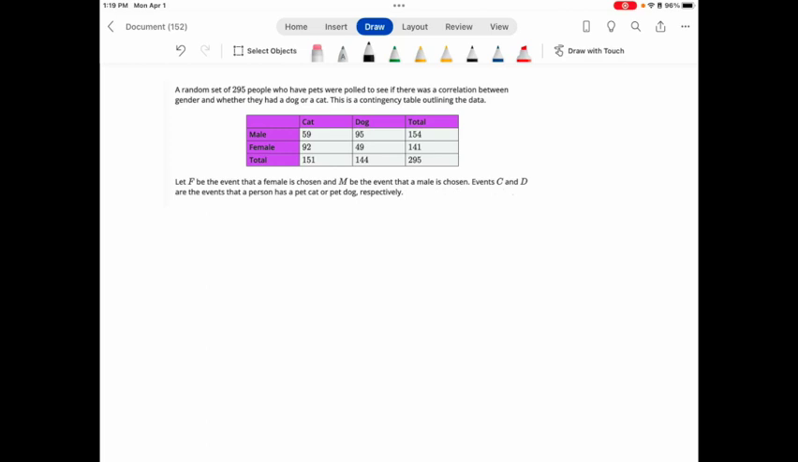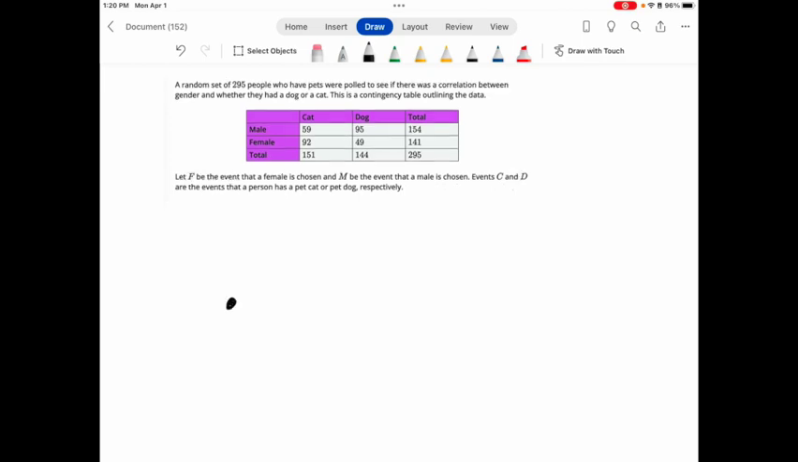Now looking vertically, we have the total number of people that have cats. That's 151 out of 295. And the total number of people that have dogs is 144 out of 295. So if I wanted to make a probability tree diagram, I can either start with whether we pick someone that's male or female, or someone that has a cat or dog first. It doesn't really matter. You're going to get the same answer at the end. So I'm going to start by picking a male or female first.